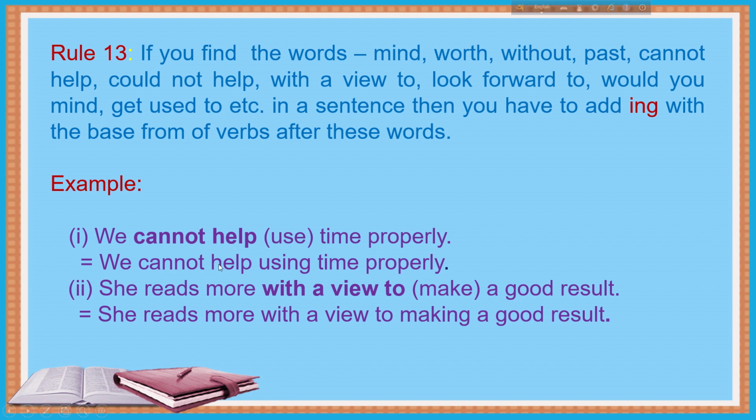Let's see the next example, then you will be more clear. She reads more with a view to make a good result. So the answer will be: she reads more with a view to making a good result. I think you are clear. These are also very easy rules. Let's see the next one.